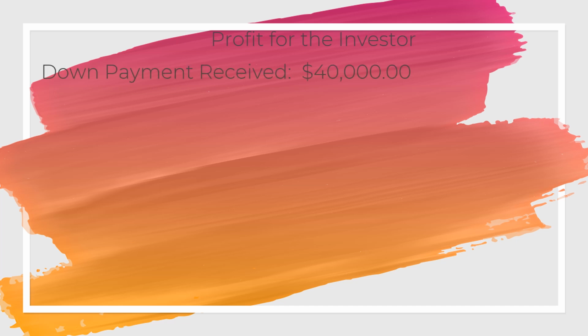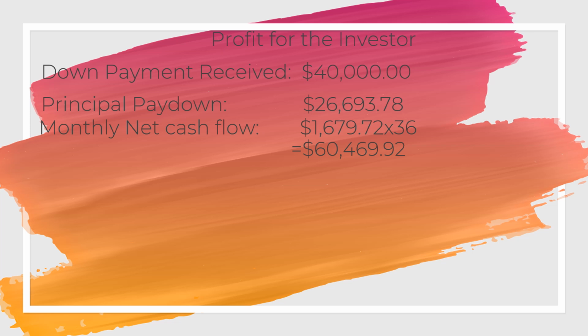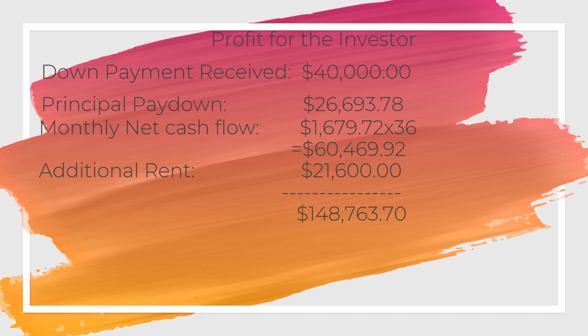$66,352. Profit for the investor, the total payments received is $40,000 plus the principal pay down will be $26,693.78. Then the monthly cash flow, as you saw earlier, is $1,679.72 times 36 months. That's $60,469.92. Plus the additional rent of $21,600. So the total received by the investor is $148,763.70.